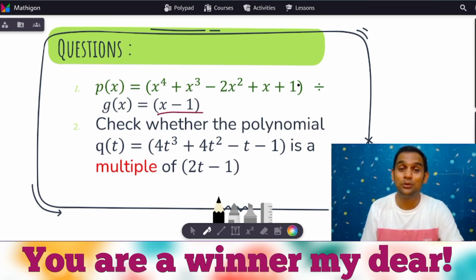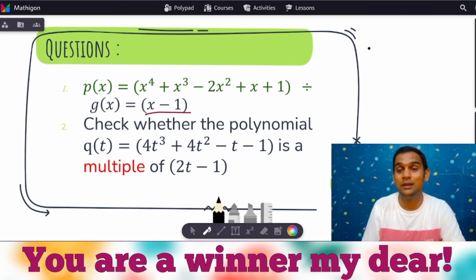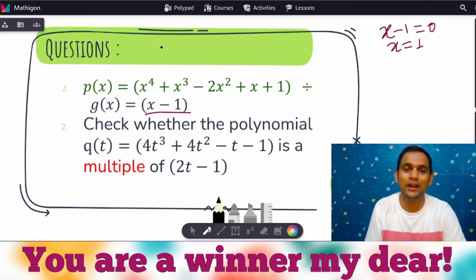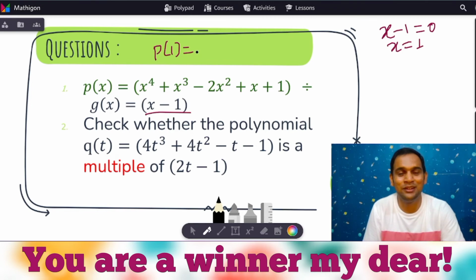So again, what do we have to do? We have to check the remainder of this. So x minus 1 is the divisor. What is the 0 of this divisor? Equate it to 0. That means x equals 1. So we have to find the value of p of 1, and we have found the remainder. Yes, that's what the remainder theorem says, right? How easy the process is.